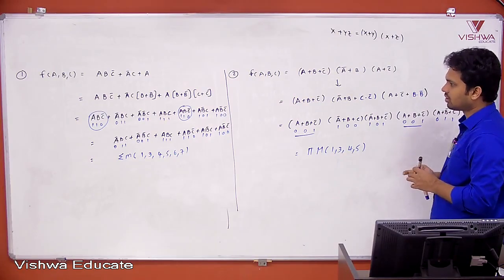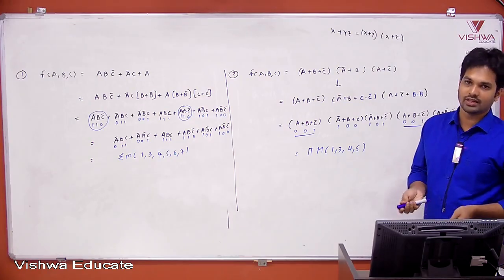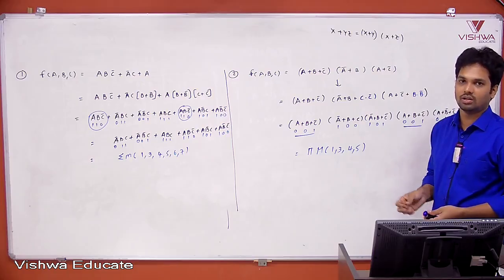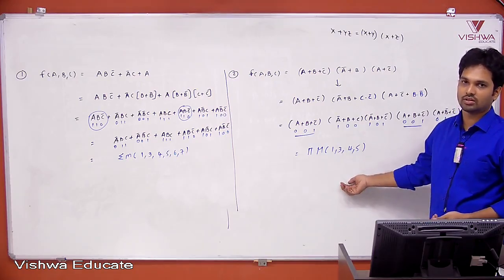So that is how to convert normal SOP or normal POS into canonical SOP and canonical POS. This is the format to convert it. Okay, copy it.